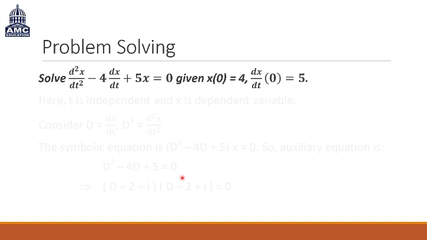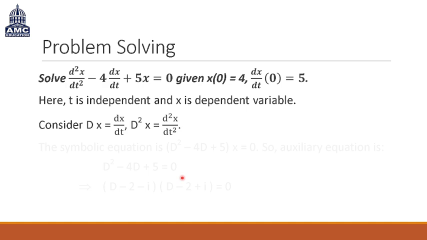And lastly, this is our final example, in which we are going to solve d²x/dt² minus 4 dx/dt plus 5x equal to 0, with a set of given conditions where x(0) is equal to 4 and dx/dt at 0 is equal to 5. Now again, t is the independent variable and x is the dependent variable, and we consider our differential operator D as d/dt and D² as d²/dt².